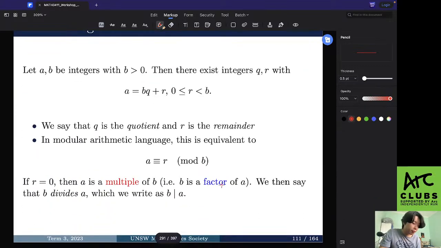Now, if the remainder is 0, then we say that a is a multiple of b, b is a factor of a, or that b divides a. And so you might have seen a vertical bar. That vertical bar just means b divides a. So you can read that vertical bar as divides, right?